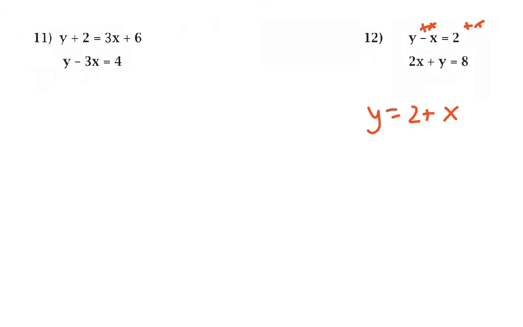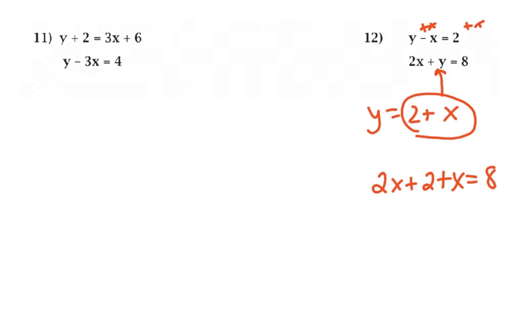Okay, on number 12, I added x to both sides on the first equation. So I have y equals 2 plus x. I'm going to take that, plug it right in there for y. So I'll have 2x plus 2 plus x equals 8. Combining like terms, I have 3x plus 2 equals 8. I'm going to subtract 2, and so x is equal to 2.